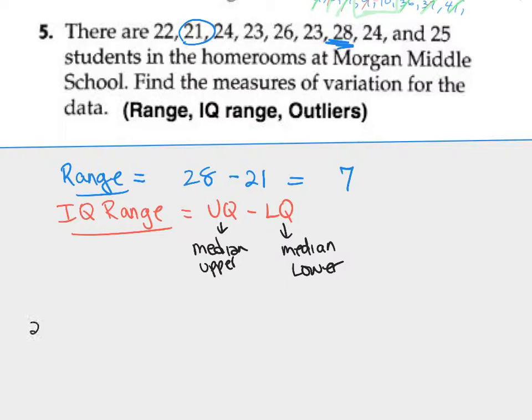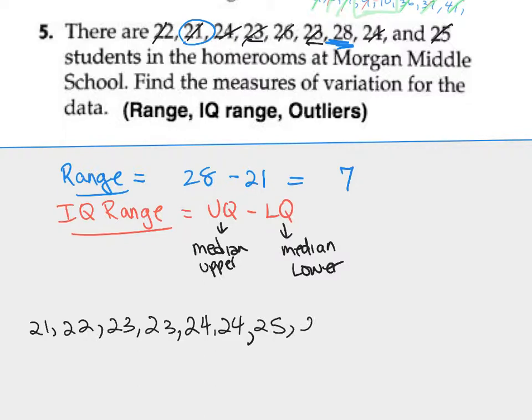So I list my data: 21, 22, there are two 23s, and two 24s. There's a 25, a 26, and a 28. And now I'm just going to count to make sure I didn't miss anything. 1, 2, 3, 4, 5, 6, 7, 8, 9.